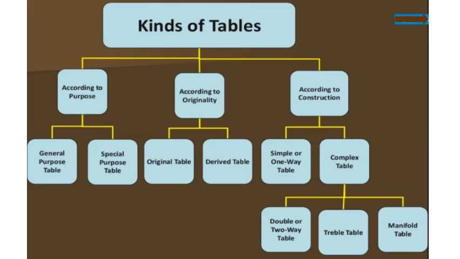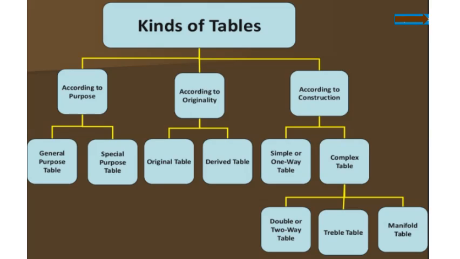Like I told you about the earlier example, say literacy rate, it is in percentage, but when we measured the literacy rate, it was not in percentage, it was number of people. Now we have converted that into percentage, that is a derived table.